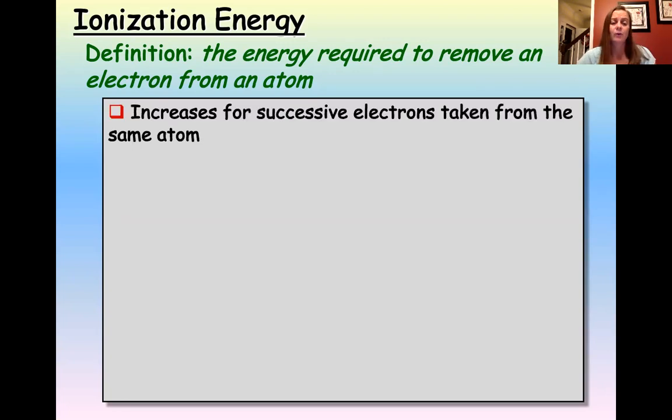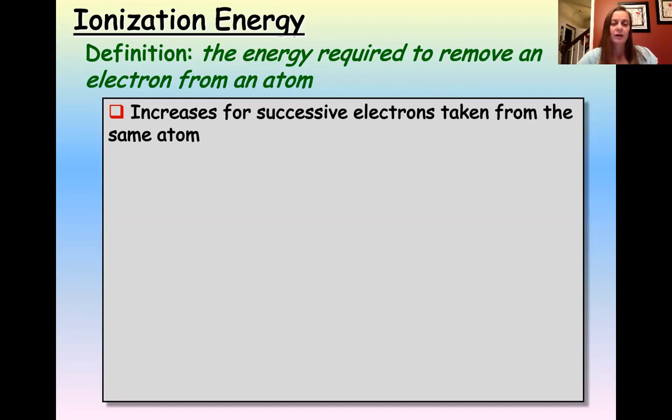So we'll also talk about Coulomb's law as we talk about these next trends. Okay, so ionization energy. We define ionization energy as the energy required to remove an electron from an atom. So you notice that we are very specifically, when we talk about ionization energy, talking about forming cations. So this is always the energy required to remove an electron from an atom.